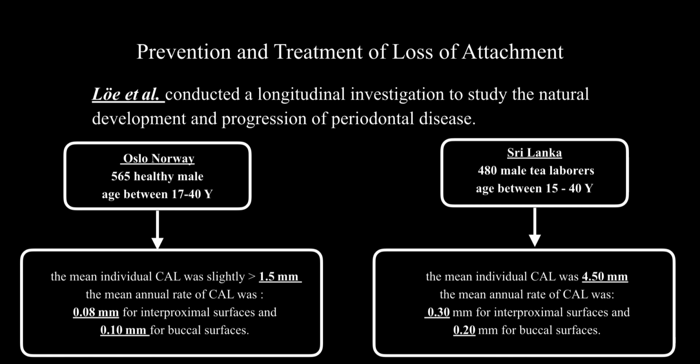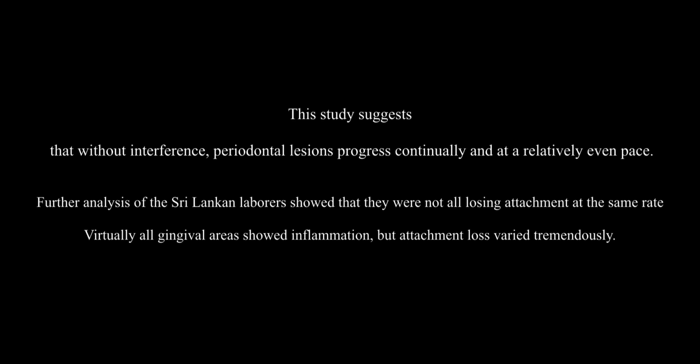It was 0.08 in the Norway population in the interproximal surfaces and 0.1 on the buccal surfaces, versus 0.3 and 0.2 millimeters when it came to the poor tea laborers. This study suggests that without interference, periodontal lesions progressed continually and at a relatively even pace.